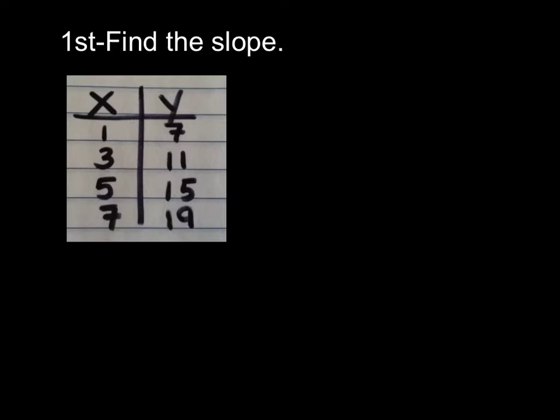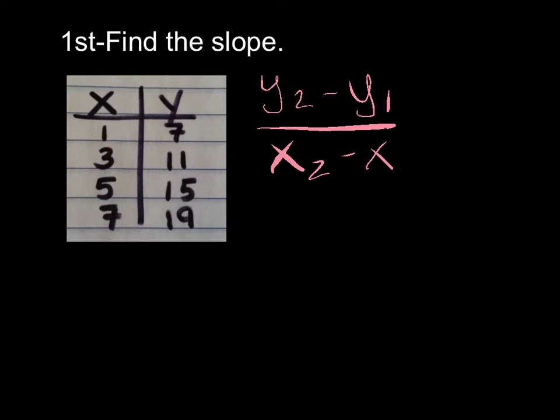My x's are 1, 3, 5, and 7. My y's are 7, 11, 15, and 19. The first thing I have to do is find the slope. To find the slope, I use the formula y2 minus y1 over x2 minus x1.